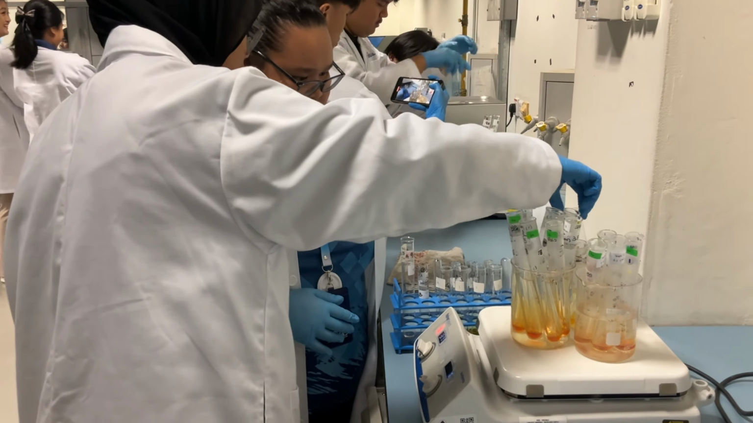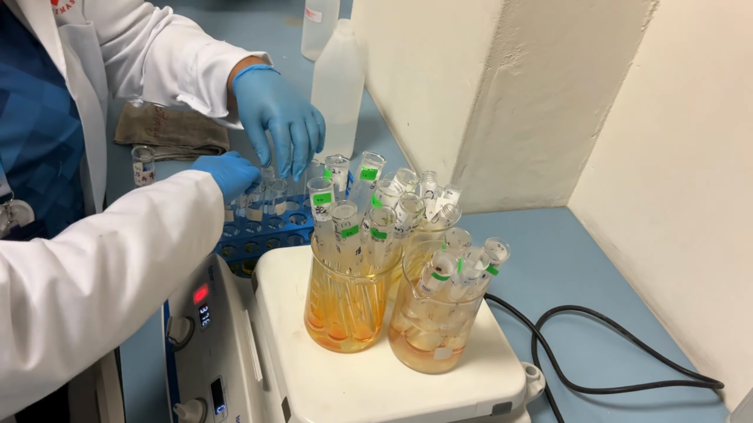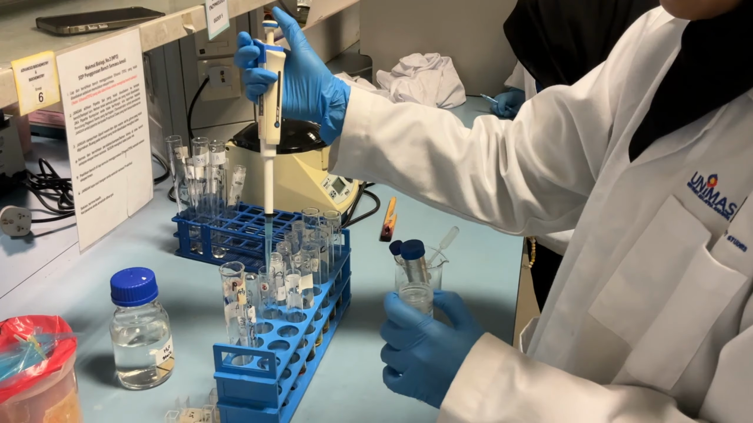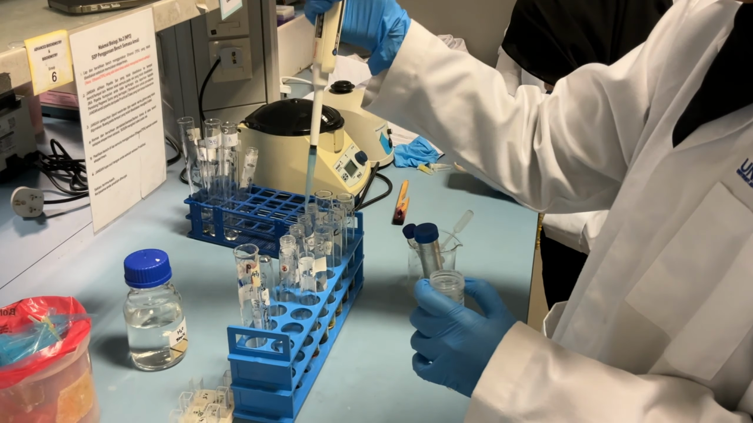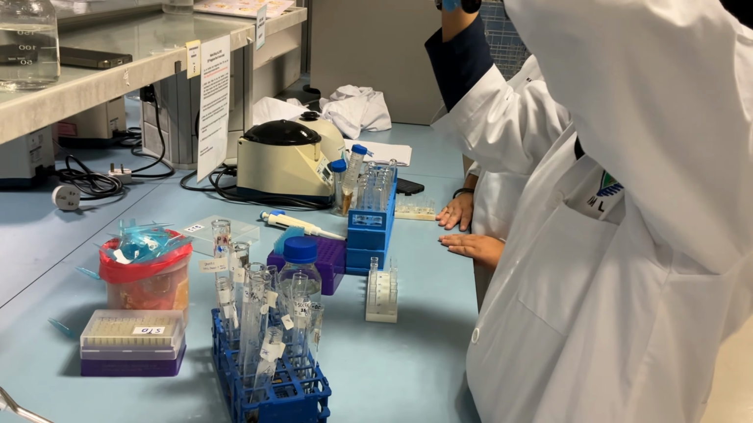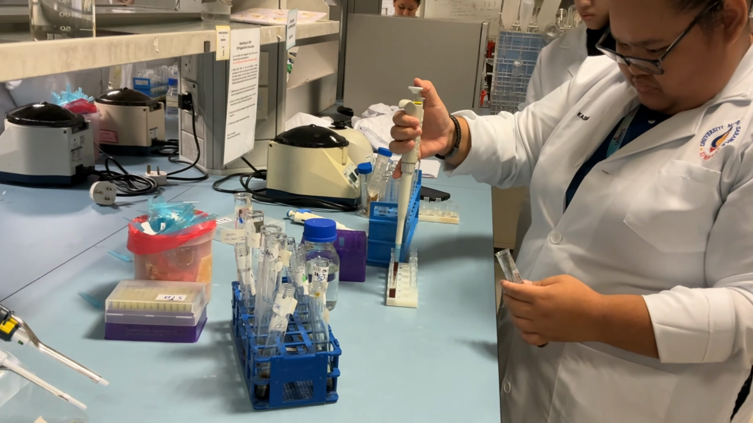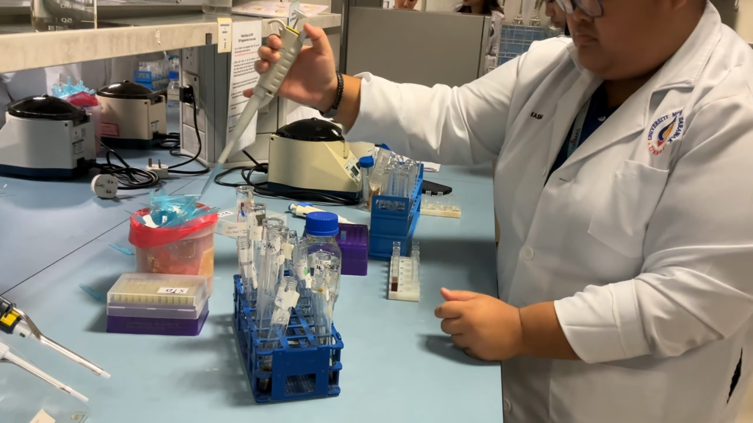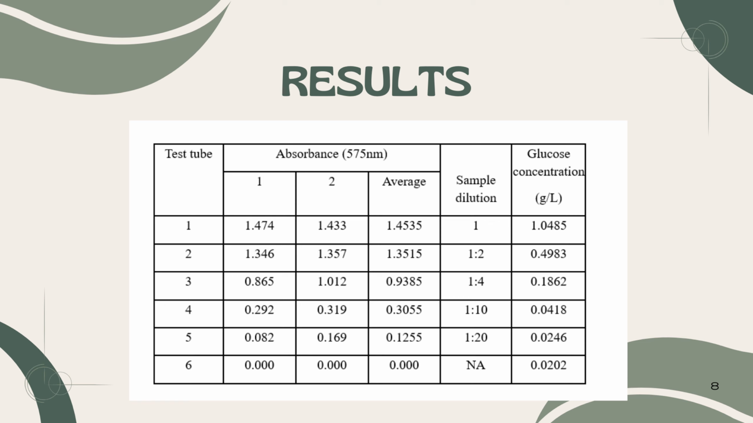The color development of the mixture was read at 575 nanometers using a spectrophotometer. A blank test tube was used and set as negative control to eliminate background readings. Based on the results obtained, the glucose concentration in the sample was determined using the DNS method and the standard glucose curve prepared in Practical 2A.